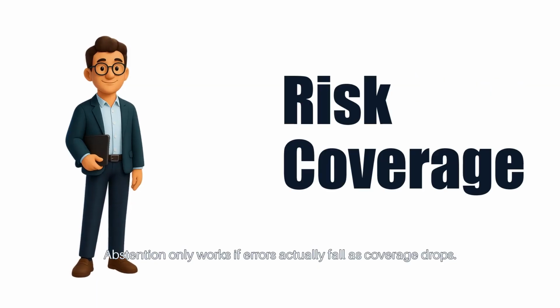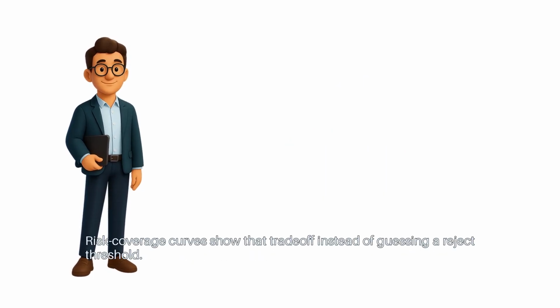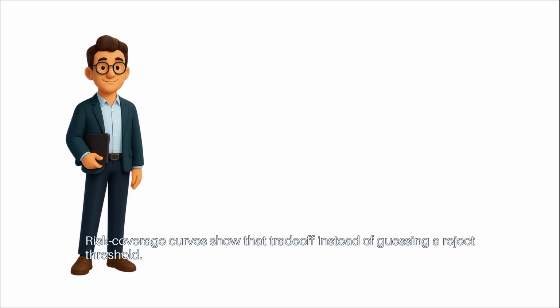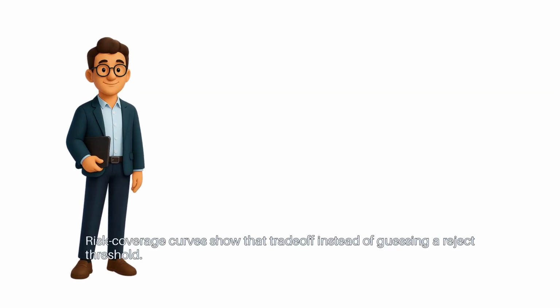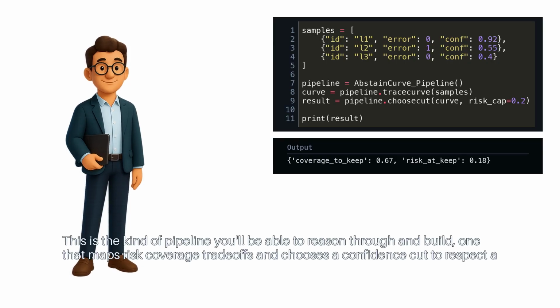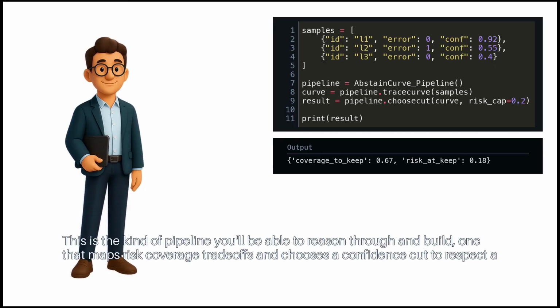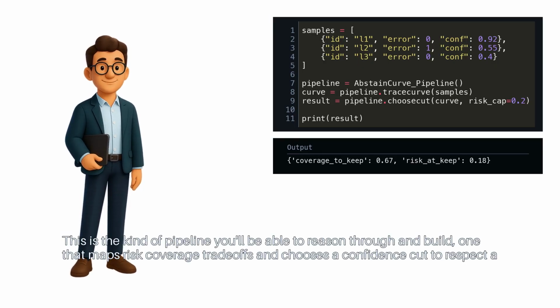Abstention only works if errors actually fall as coverage drops. Risk coverage curves show that trade-off instead of guessing a reject threshold. This is the kind of pipeline you'll be able to reason through and build, one that maps risk coverage trade-offs and chooses a confidence cut to respect a risk cap.